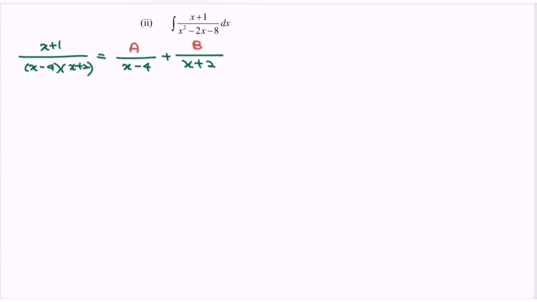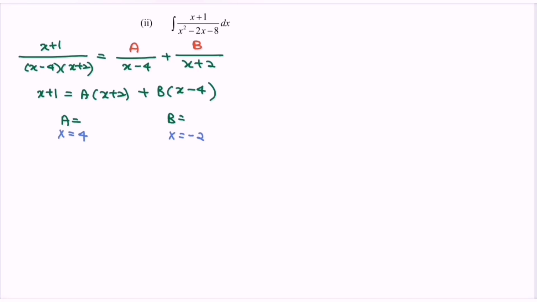Kindly multiply all the terms with the denominator, and we will have x + 1 equals A multiplied with (x + 2) plus B multiplied with (x - 4). Continue. Referring to A and B, in order to find A, make sure that B disappears. So x will be equal to 4. Next, in order to find B, make sure that A disappears, where we have to substitute x equals negative 2.